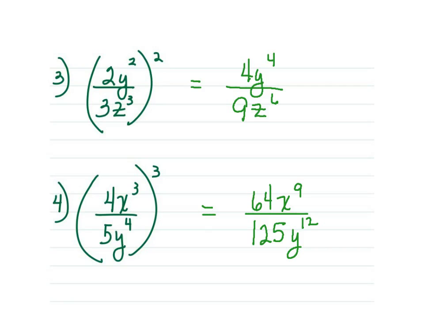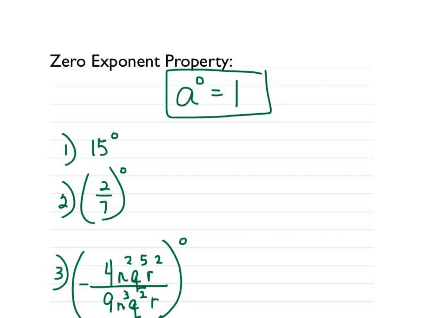Okay, moving along. The zero exponent property. Any base raised to the 0 power equals 1. A to the 0 power equals 1. That means that any number, any variable, raised to the 0 power is equal to the number 1. So let's practice. 15 to the 0 power is equal to 1. 2/7 to the 0 power is equal to 1.